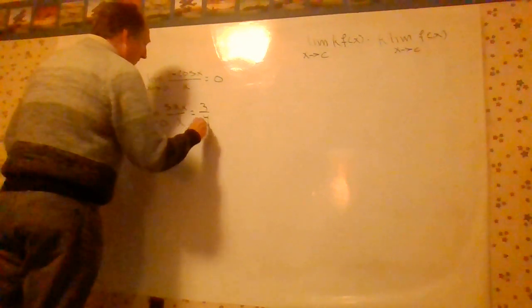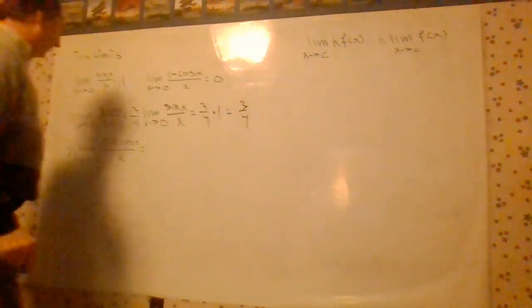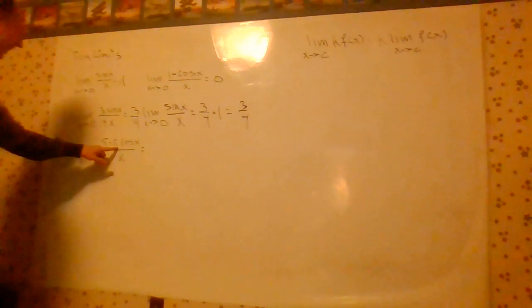Factor this out. Now this is 3/4 times 1. That limit's known to be 1, and so we get 3/4.